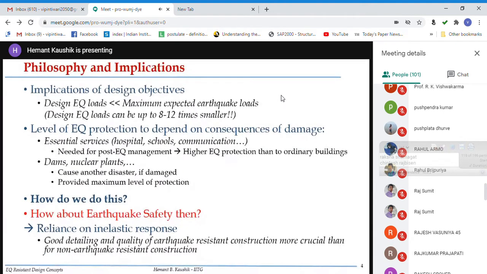So this all is done because we rely on inelastic response of the structure. So remember, this is not elastic design. So that means we are not saying that the structure will not be damaged. We are saying that structure will get damaged. That means there will be some non-linearity. Damage means either the concrete has cracked, and the concrete will crack only when its strength is reached, right?